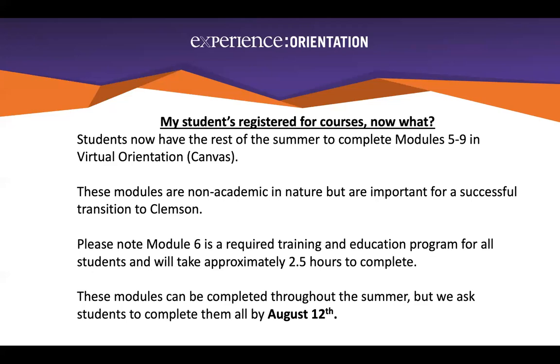It will take about 2.5 hours to complete, so they do need to set aside a good bit of time to complete that training. Module 7 will take about an hour to complete, and it will cover the student code of conduct, and it will outline the expectations of our students from the university's perspective. Modules 8 and 9 are much shorter. They're about 10 minutes each. Module 8 reviews student life at Clemson, and Module 9 covers the Tiger 1 Card, which is the university's official student ID.